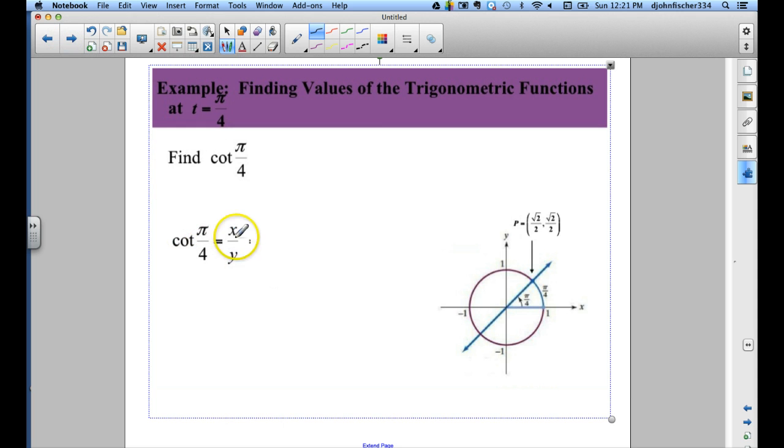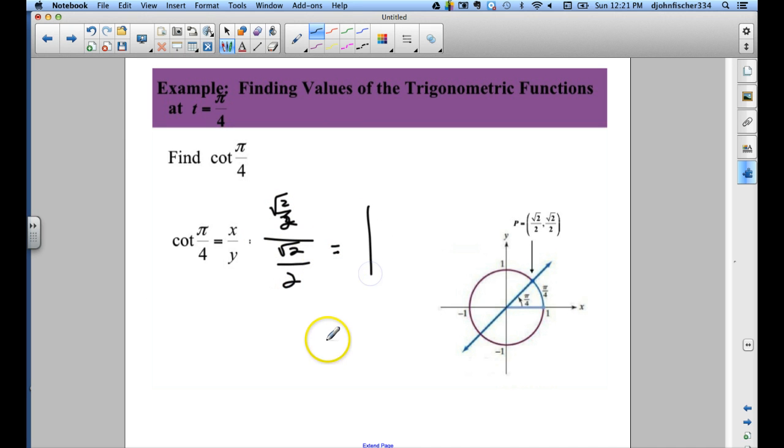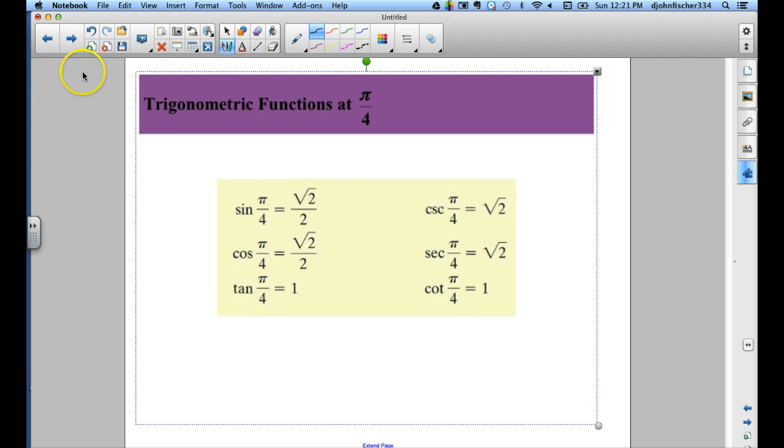Now cotangent is x over y. If we take square root of 2 over 2 divided by square root of 2 over 2, anything divided by itself is 1. So cotangent of pi over 4 is 1. And here are some of the rules we can follow. Since cotangent of pi over 4 is 1, tangent is 1 too. Cosine is square root of 2 over 2, so secant is square root of 2. Sine is square root of 2 over 2, so cosecant is square root of 2.